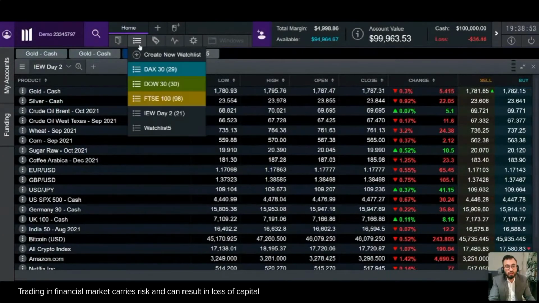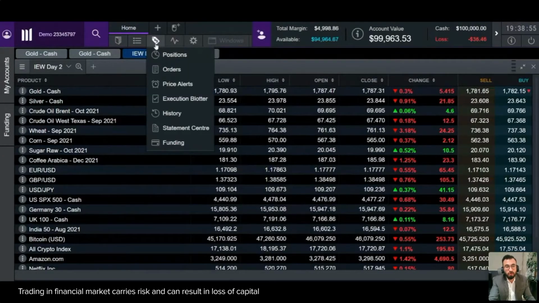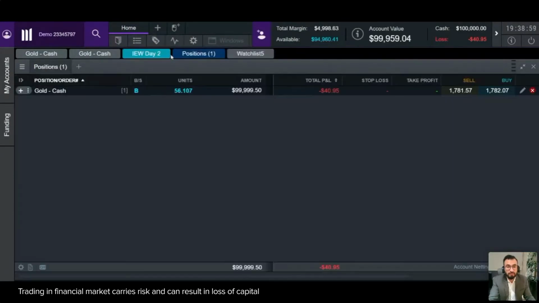Positions. Next to the watch list, the account option has positions. When you click on positions, it shows you the trade which you have placed. Now, start from the first column. You have purchased gold. B stands for buy. How many ounces have you purchased?